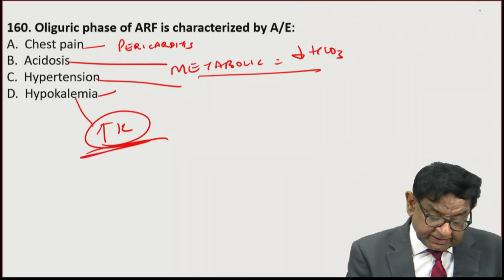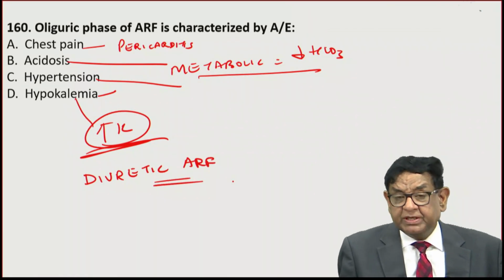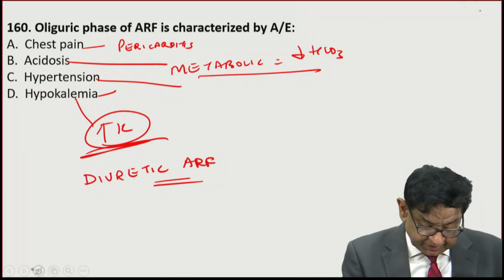Hypokalemia usually occurs in the diuretic phase of acute renal failure. It usually doesn't occur in the oliguric phase of acute renal failure.